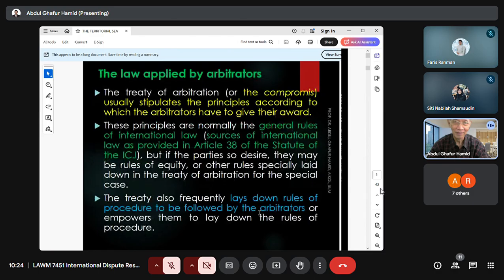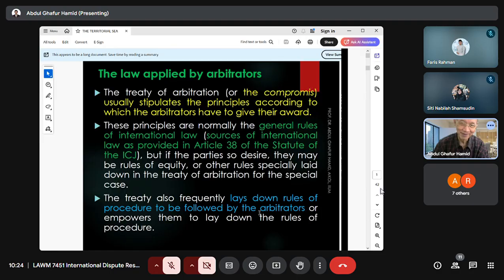Okay, the next point. The law applied by the arbitrators. The treaty arbitration or the special agreement, the compromise, may stipulate what laws, what principles of law the arbitrators have to apply. Normally, they include general rules of international law to be applied. In normal cases, we say that the arbitral tribunal shall apply the general rules of international law.